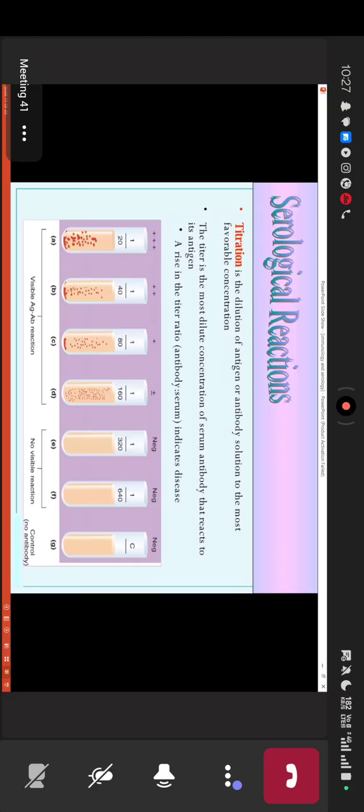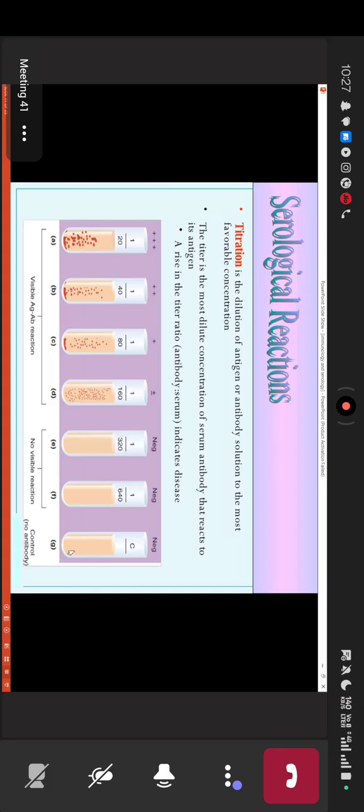The titer is the most diluted concentration of the serum antibodies that react with antigen. A rise in titer ratio indicates disease. For example, in this series, there are different test tubes, right? If the agglutination is seen in 1:60, that means this is the visible antigen antibody reaction. But if you see in test tubes E and F, which are your 1:320 and 1:160, there is no agglutination. That means no visible reaction is seen in these test tubes.